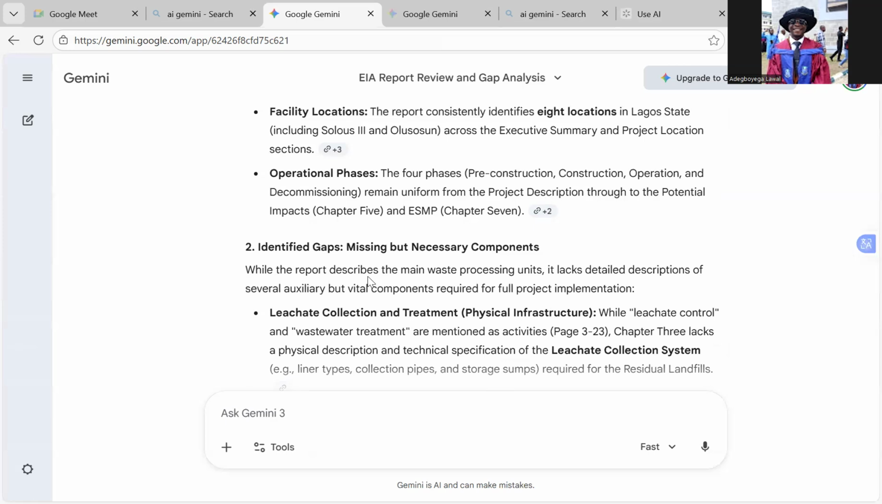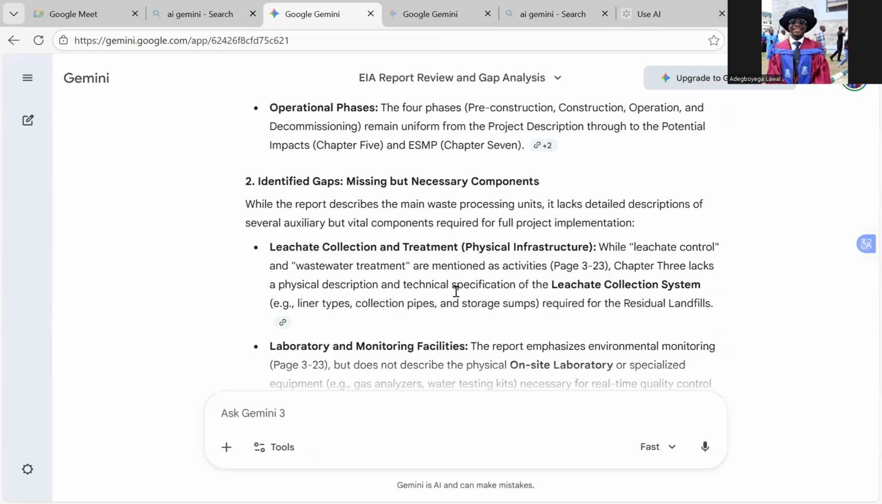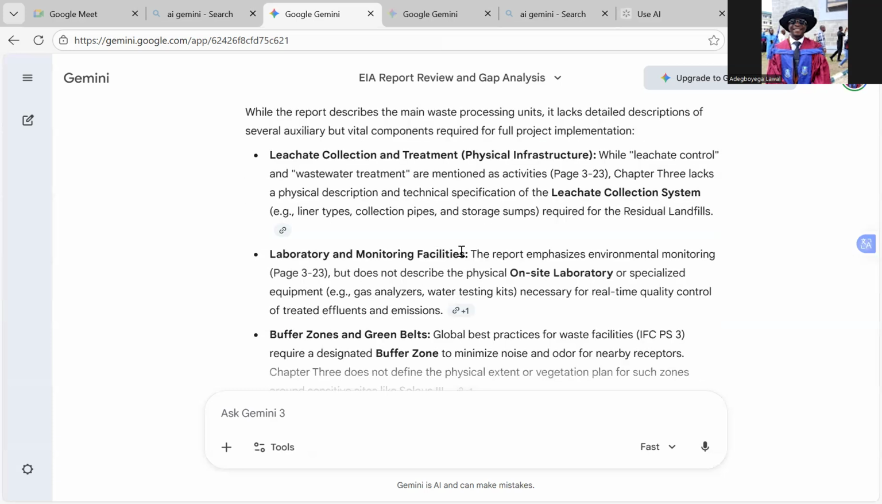While the report described a main waste processing plant, it lacks detailed description of several auxiliary but vital components. So sometimes some auxiliary components may not be well discussed, and they may be swept under the carpet. And you might not know because you're not a subject matter expert in this area. Based on what we review, you might be experts in different fields, but not a particular one. So for this, leachate collection and treatment as a physical infrastructure was not discussed. Laboratory and monitoring facility. The report emphasized environmental monitoring, but did not describe if there will be an on-site laboratory.